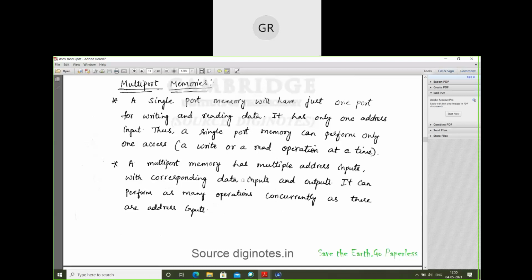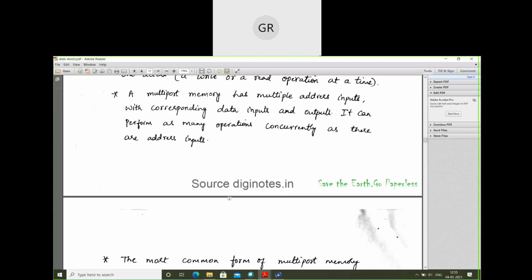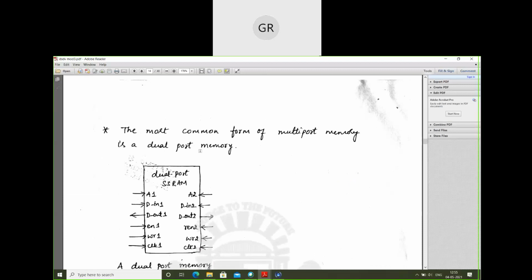A multi-port memory has multiple address inputs with corresponding data inputs and outputs. It can perform as many operations concurrently as there are address inputs. The most common form of multi-port memory is a dual port memory.